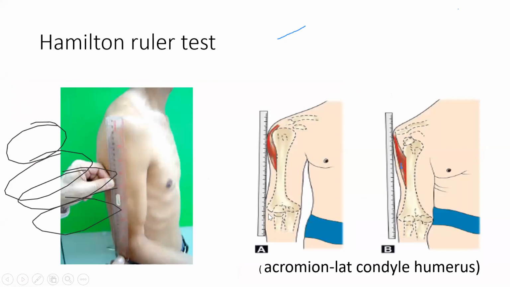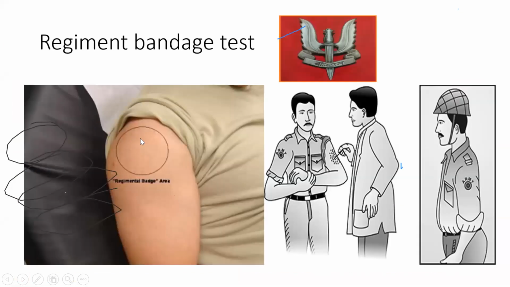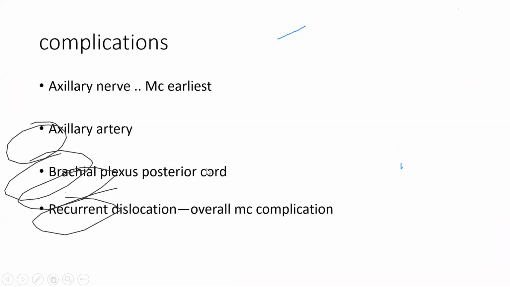This is the Hamilton ruler. Normally you cannot touch the acromion because of the muscle. In dislocation, you can touch the acromion with the lateral condyle. In Bryant's test, you see the axilla, this is lower, so there is a lower axillary fold in a dislocated shoulder. In the regiment bandage test, there is anesthesia at this point.